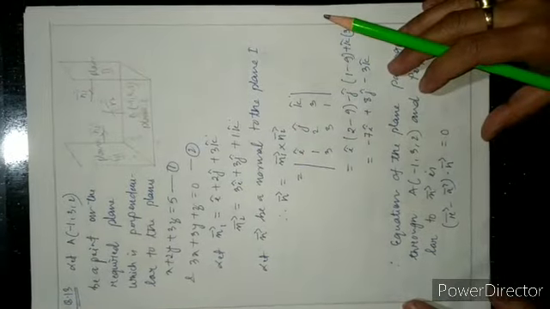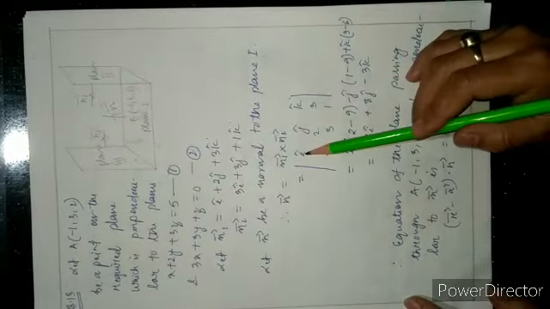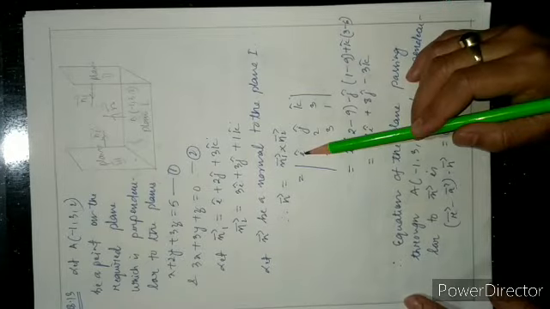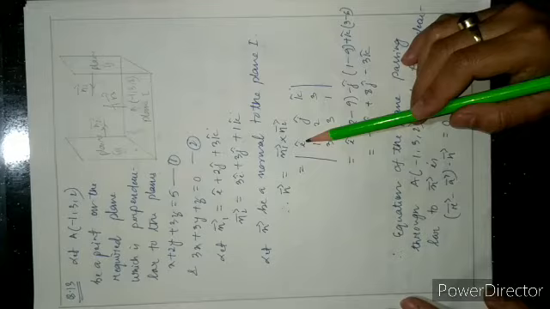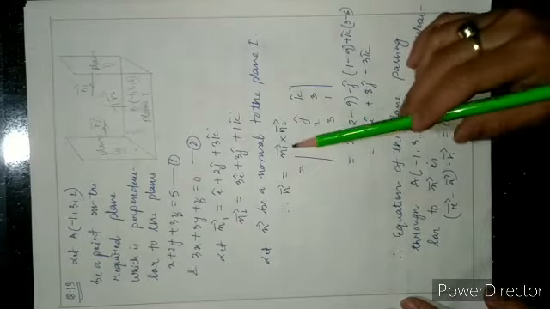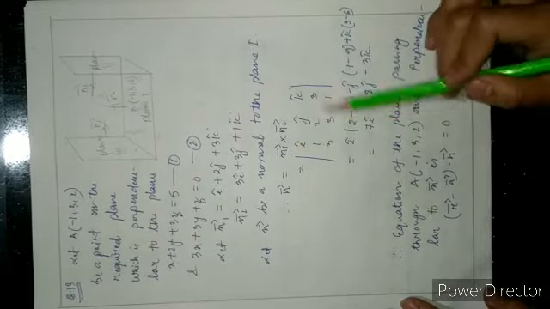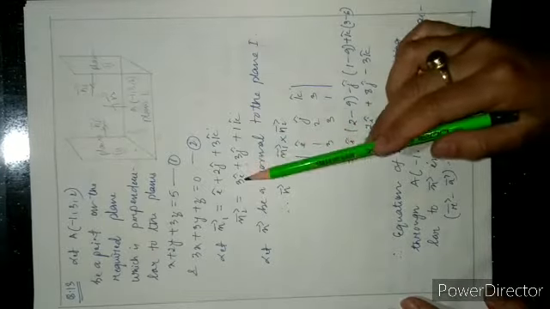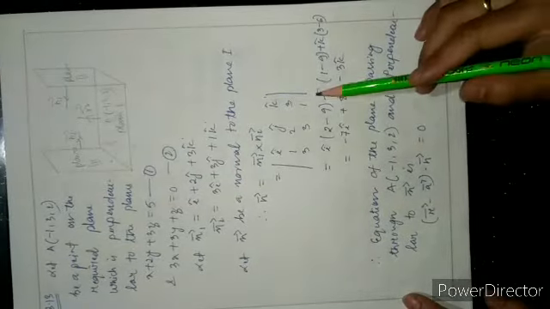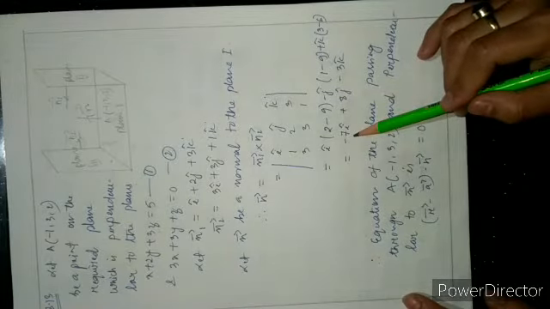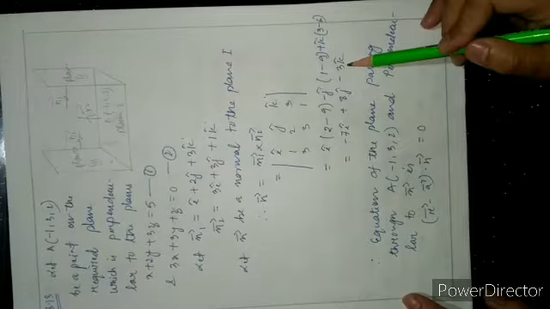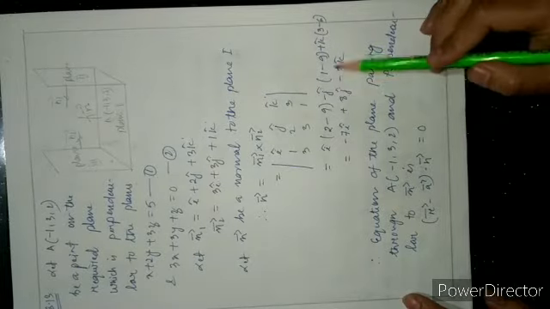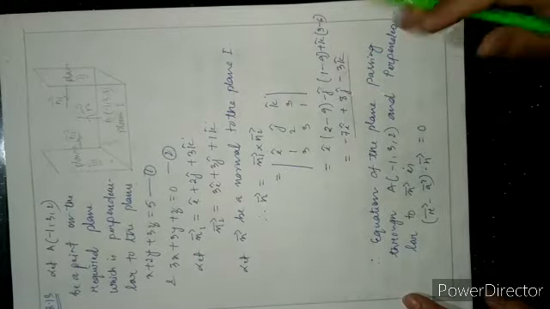N1 cross n2 in terms of components is the expansion of a determinant. The elements are i, j, k; then write the components of n1: 1, 2, 3; then the components of n2: 3, 3, 1. Expanding this determinant, we get a vector whose components are -7i cap + 8j cap - 3k cap.